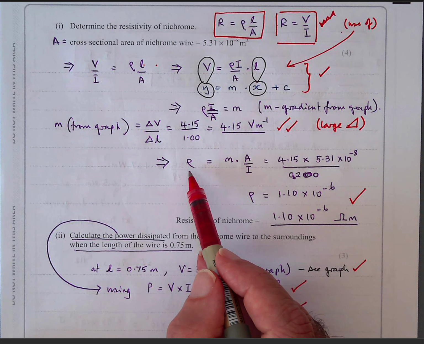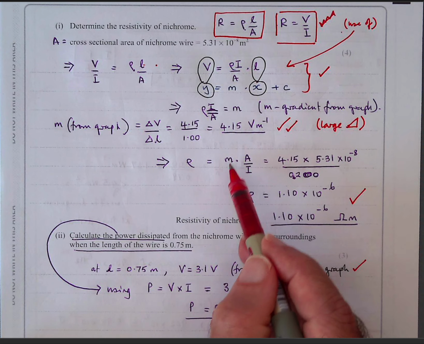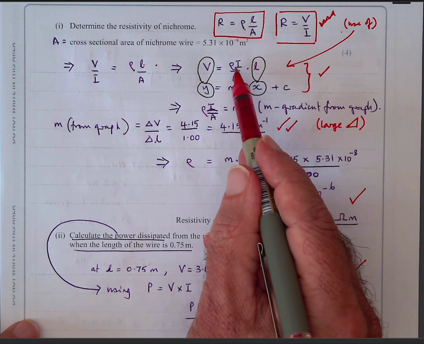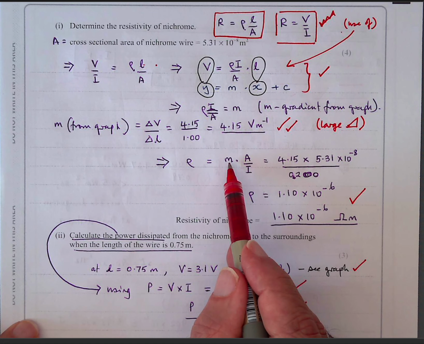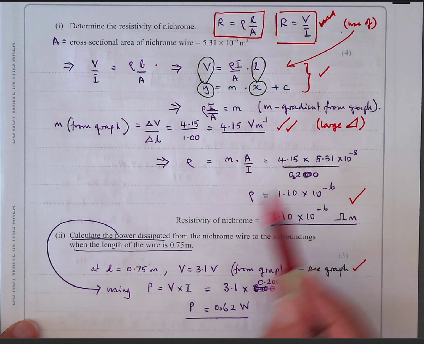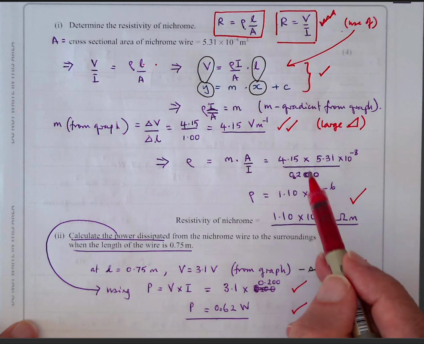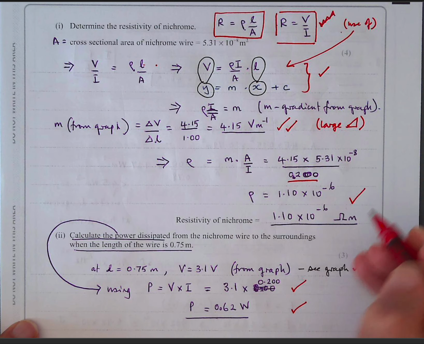Okay? So once you know the gradient is 4.15, m is 4.15, we know that m is equal to rho I over A, so therefore rho will equal m A over I. So you know the gradient is 4.15, we know the A is given to us, and we divide by the current, which was kept at 0.20. Okay?